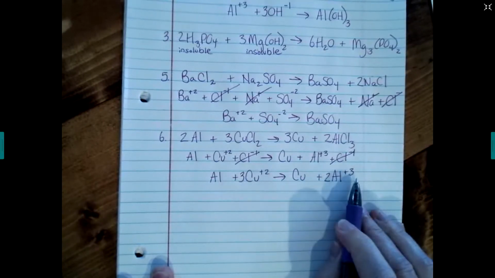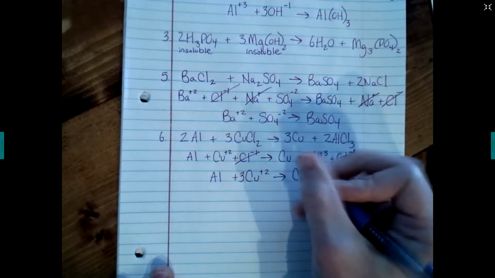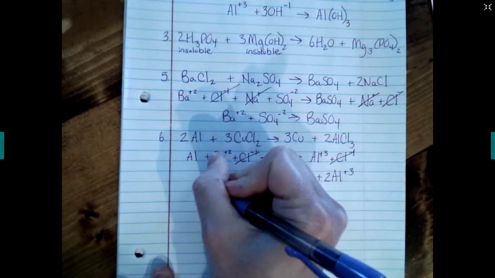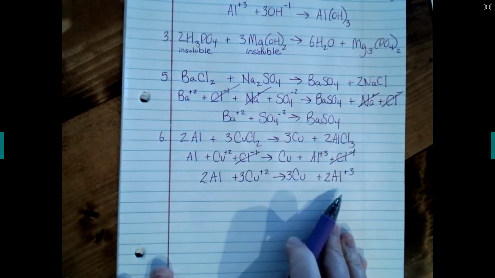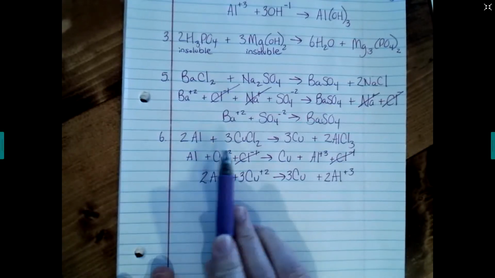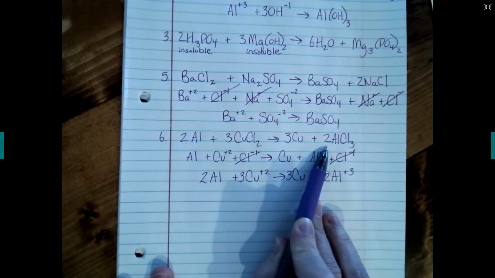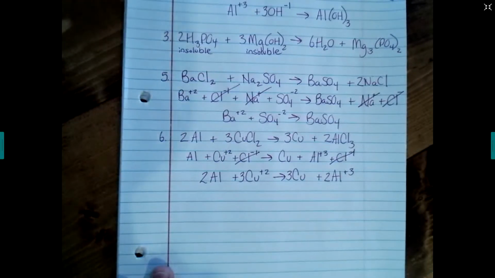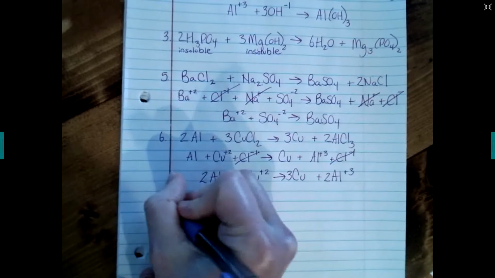+6, +6. Now that you've done that, you also have to balance the atoms. So 3 coppers, 2 aluminums, 2 aluminums. So now the equation is balanced. And if you look back up at the original equation, it ends up being the same coefficients we used to begin with. All right, moving on to number 7.